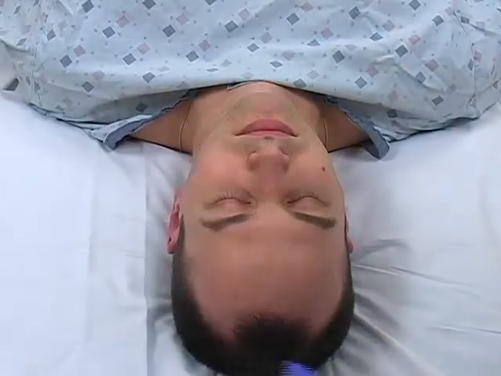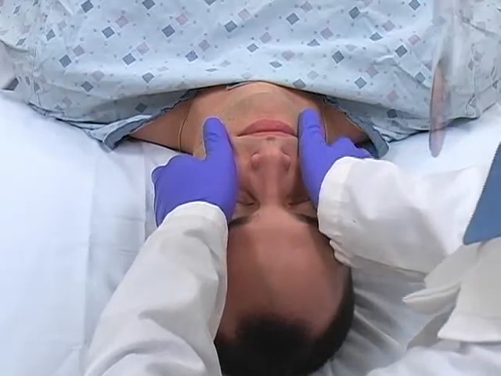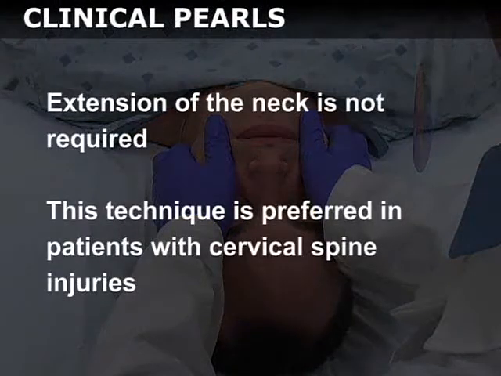The jaw thrust maneuver may also be used to open the airway. Unlike the head tilt chin lift method, extension of the neck is not required, and thus this technique is preferred in patients with cervical spine injuries.